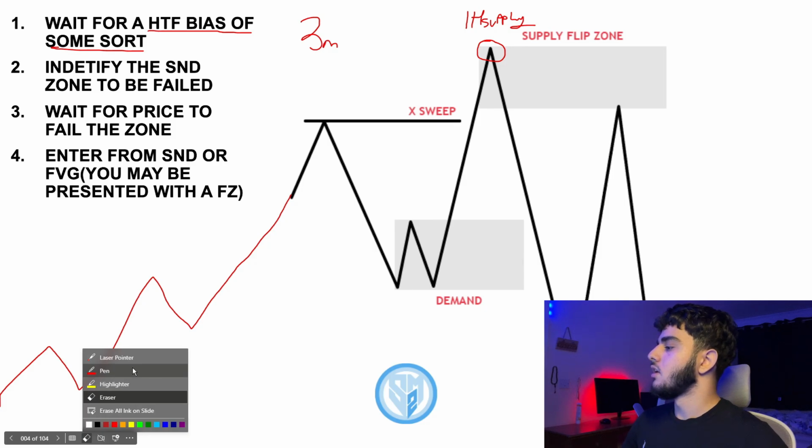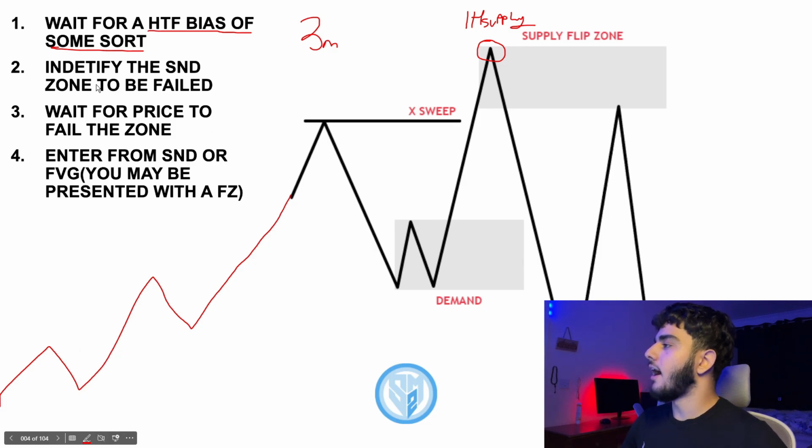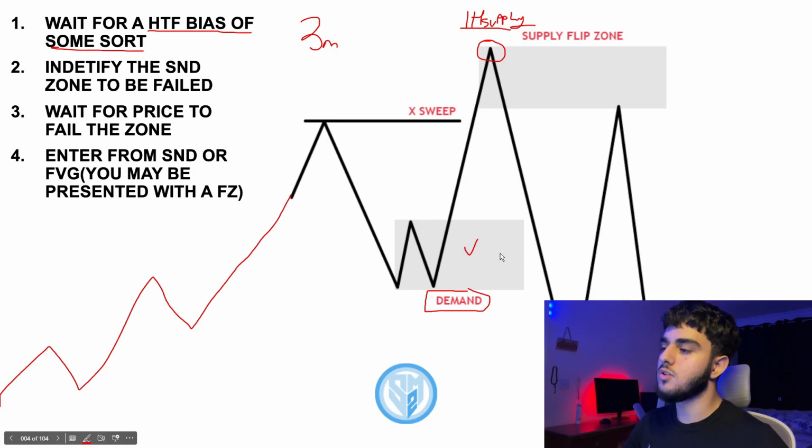So next, we need to identify the supply or demand zone that we expect price to fail. In this case, because we're looking to go short, as our high time frame bias is telling us, we can say that this demand zone over here is what we expect price to fail. So we mark up this demand zone and we say, I expect after price fails this demand zone for us to go shorts. And that is exactly what we do.